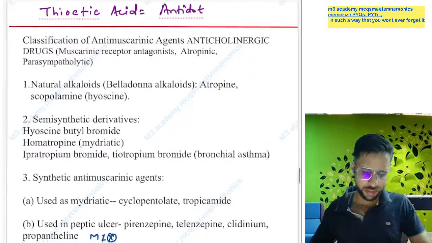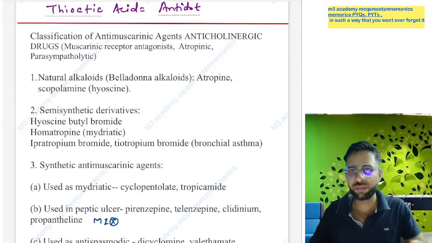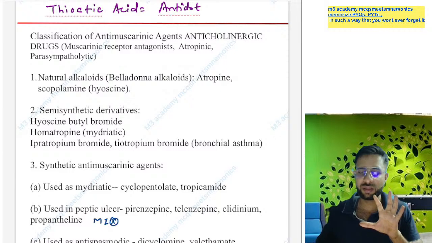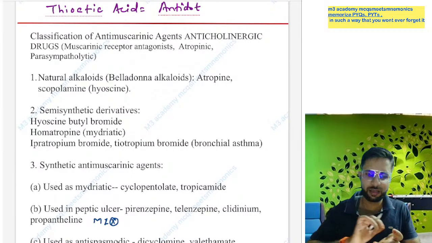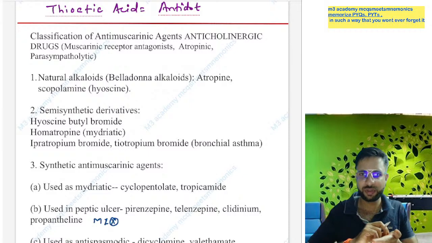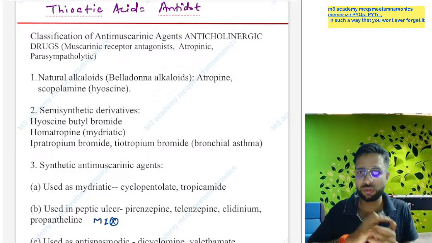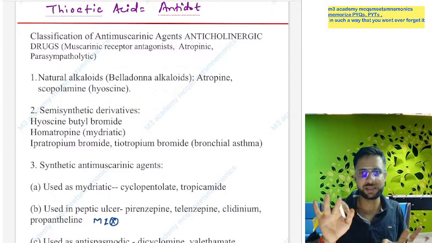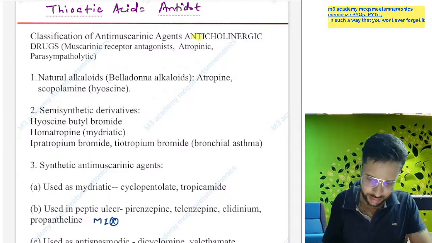Now, next is the classification of anticholinergic agents. Please develop a habit of revising at least five pharmacological drug classifications every day. Write the pharmacological drug classification without seeing your notebook. Yes, 50% of the questions you can solve by the classification itself. So now, classification of anti-muscarinic drugs or anticholinergic drugs, you can say this is muscarinic receptor antagonist or atropinic drug or parasympatholytic drug.